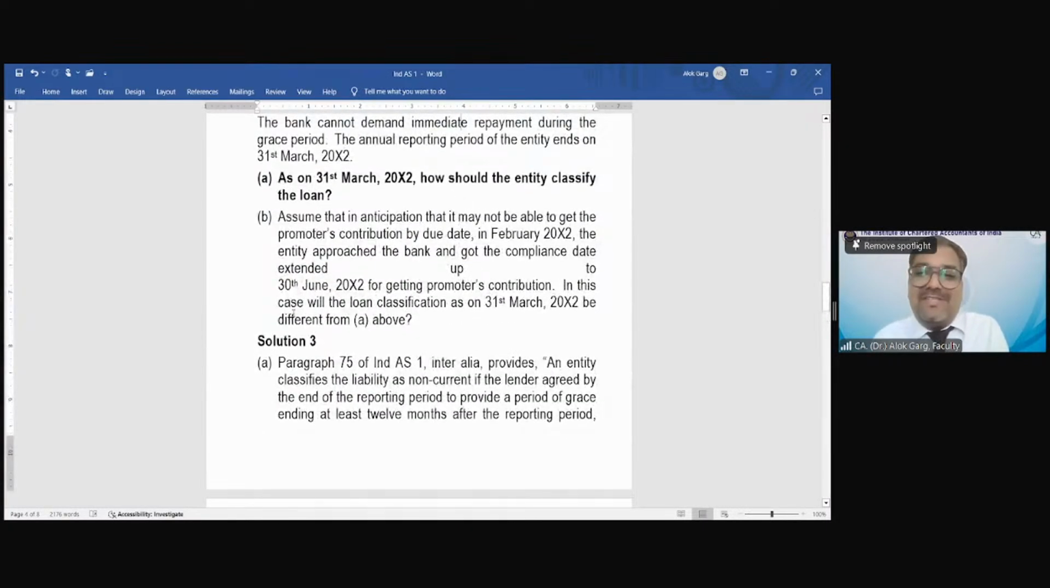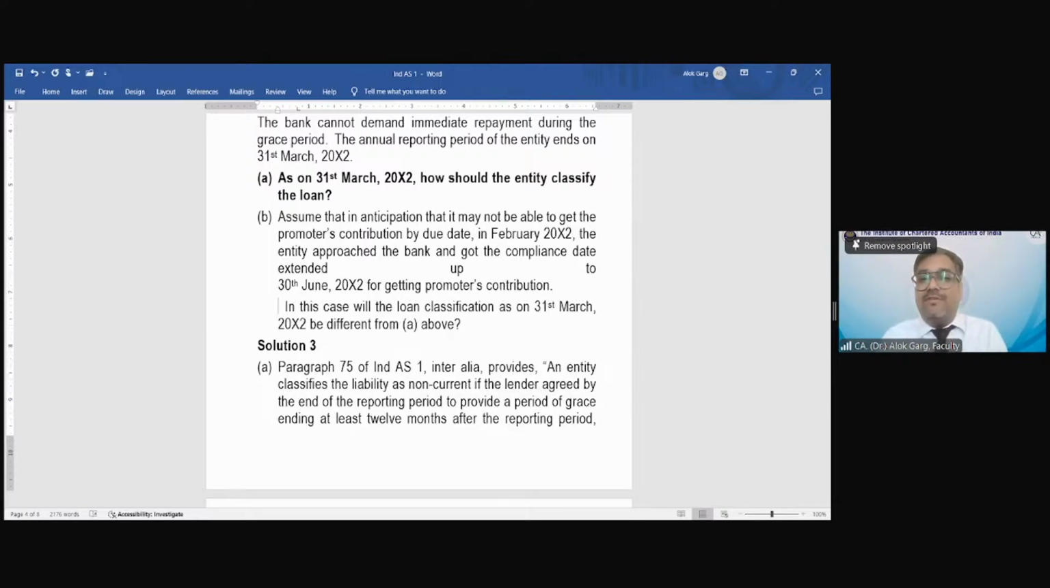Now, second question. Now there is a twist in the second question. What is the second question? Assume that in anticipation, they are anticipating that it may not be able to get the promoter contribution by due date. In February 20x2, the entity approached the bank and got the compliance date extended up to 30th June 20x2 for getting the promoter contribution.